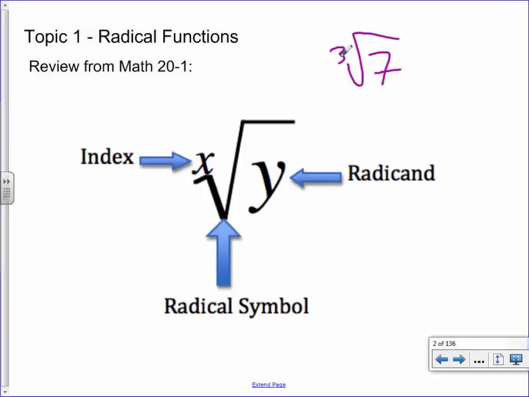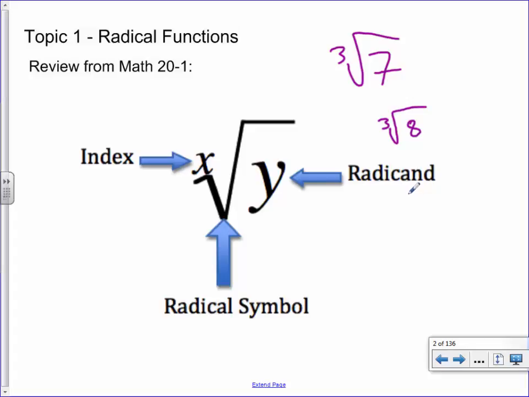This 3 right here, we call that the index. It just lets you know what type of root you're looking for. The stuff under the square root sign is called the radicand. Let's say it wasn't the third root of 7, though. Let's say it was the third root of 8. Anybody know what the third root of 8 is?